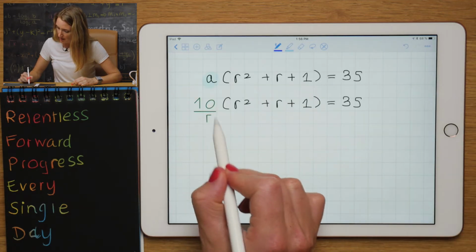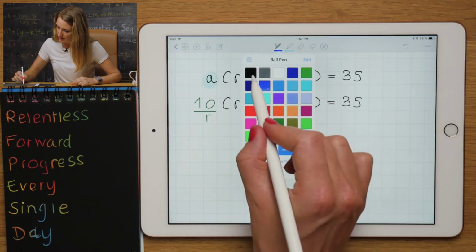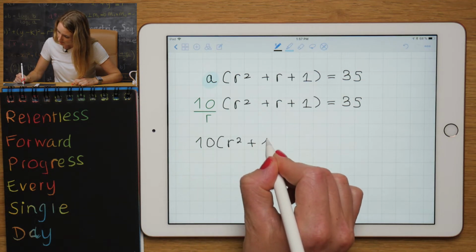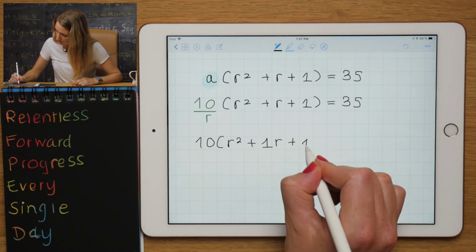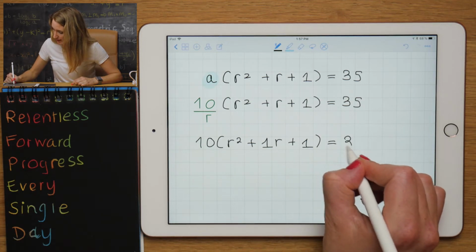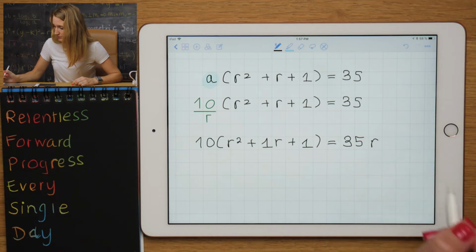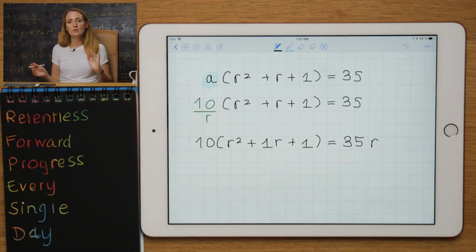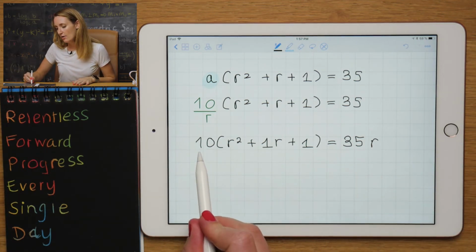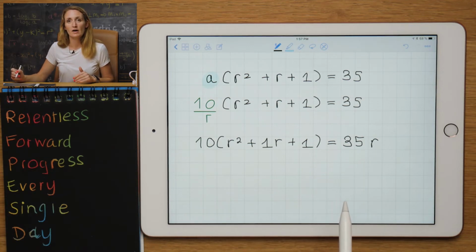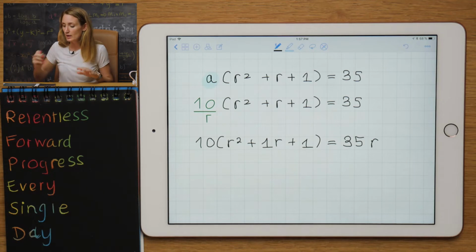Now that divide by r will be much easier if it's on the other side as a times by r. So I'm going to move that up to the right hand side. So it's a times by r. 35 times by r is just 35r. I'm also going to cancel these numbers down. I've got a 10 outside the bracket and a 35. Both of those can be divided by 5 to make my numbers much smaller and easier to manage.